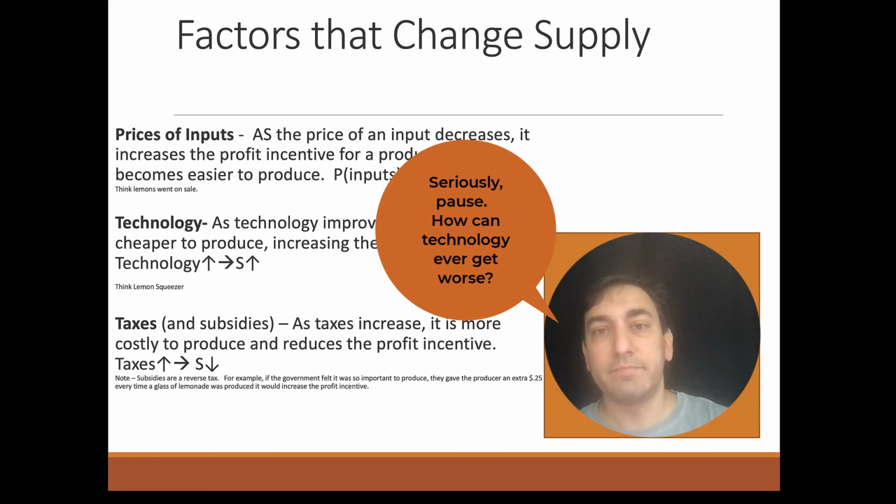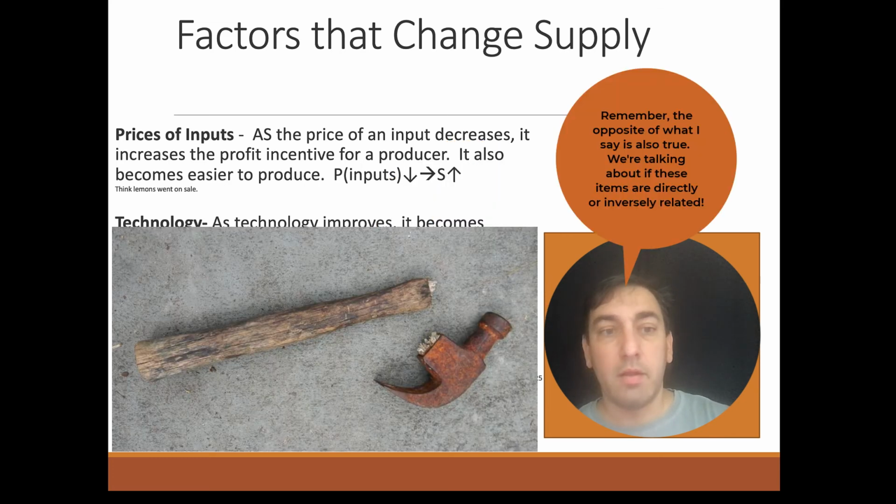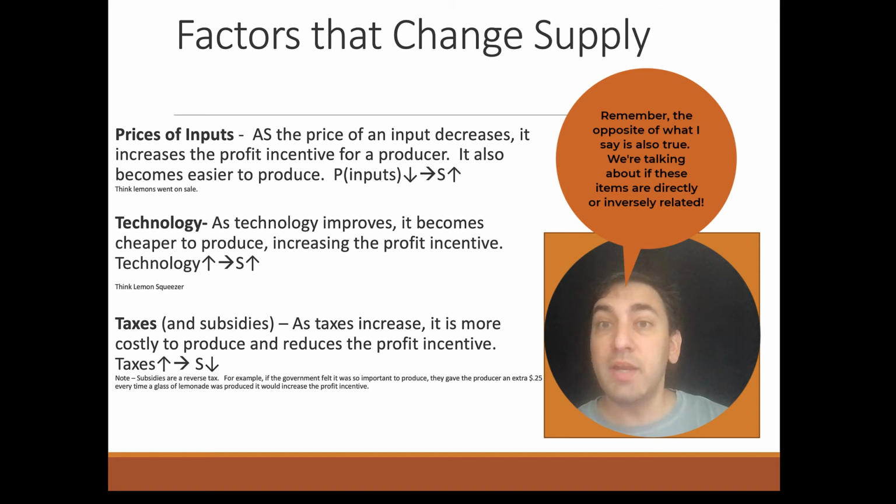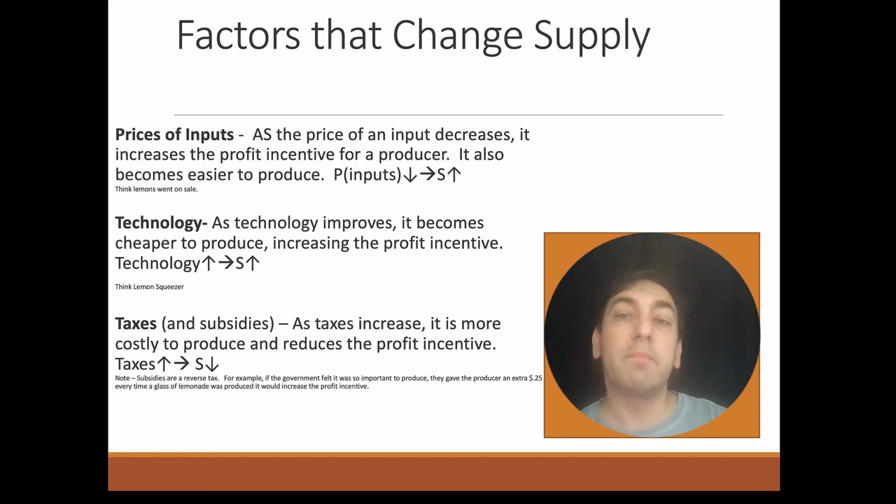Did you get it? Did you pause it? That lemon squeezer can break. Or if we're talking about an assembly line, a machine can break. Or the power can go out. When technology declines, your ability to produce goes down. Supply can either increase as technology makes it easier to produce, or decrease as technology makes it harder to produce.